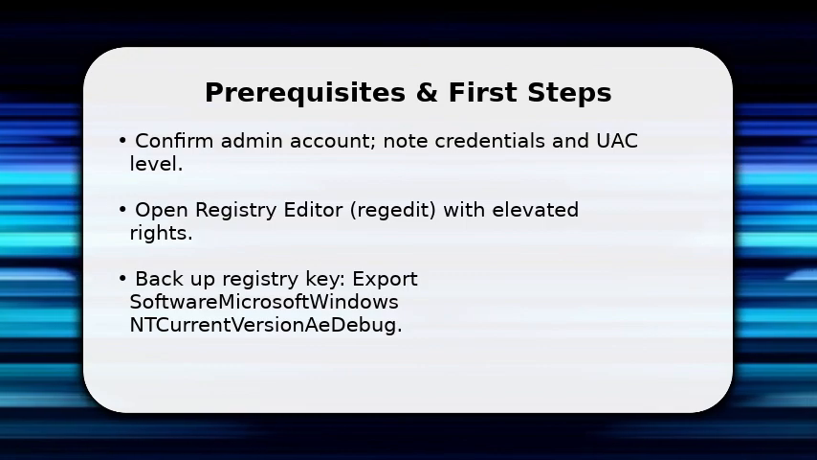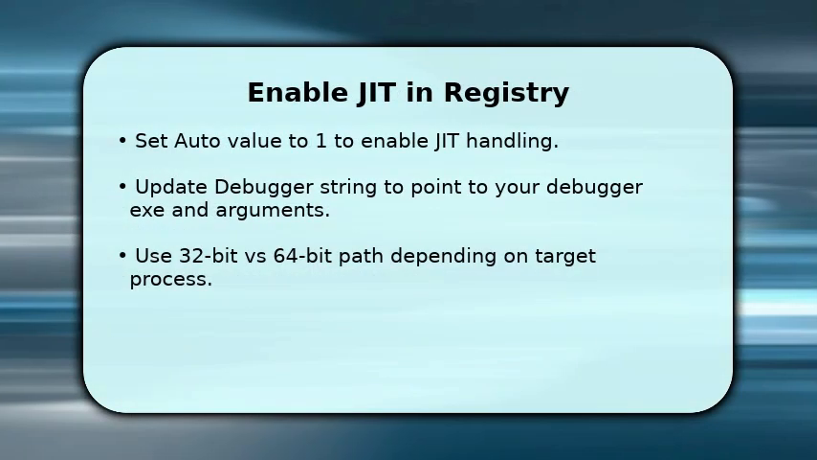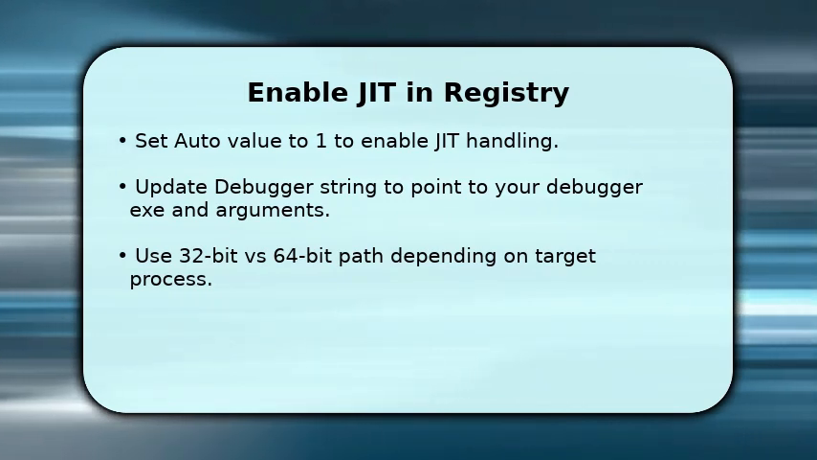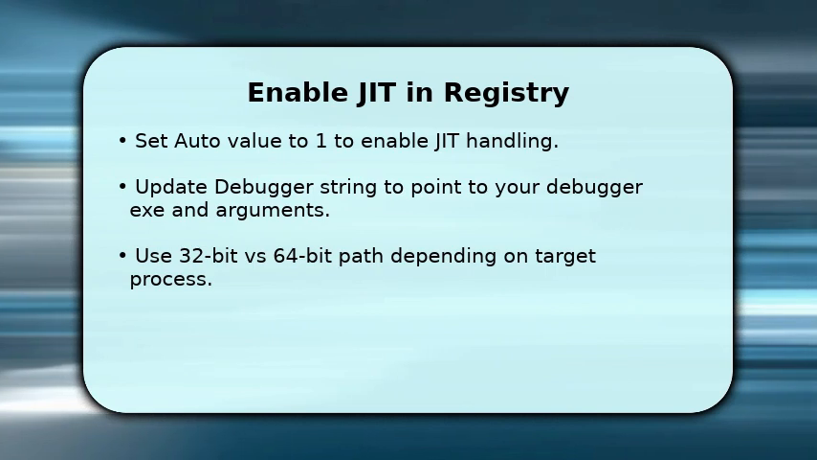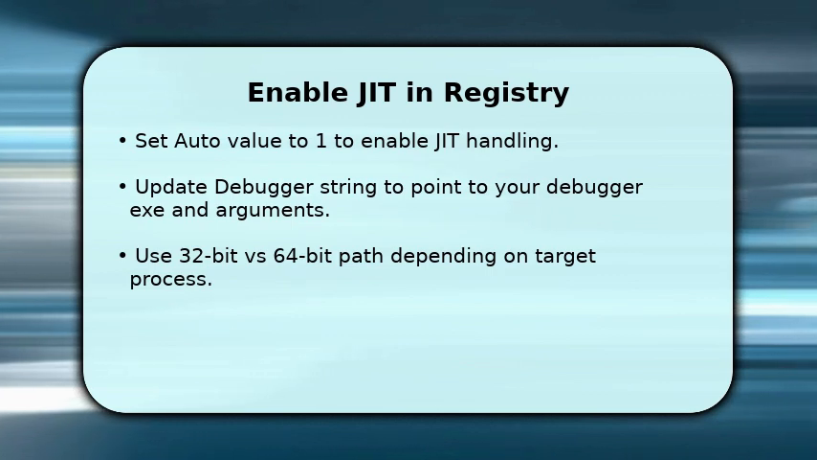Now edit the values. Change Auto to 1 to enable just-in-time handling. Next, edit Debugger to the full path of your debugger executable plus any flags, for example, C:\Program Files\Windows Kits\10\Debuggers\x64\windbg.exe -p %ld -e %ld.